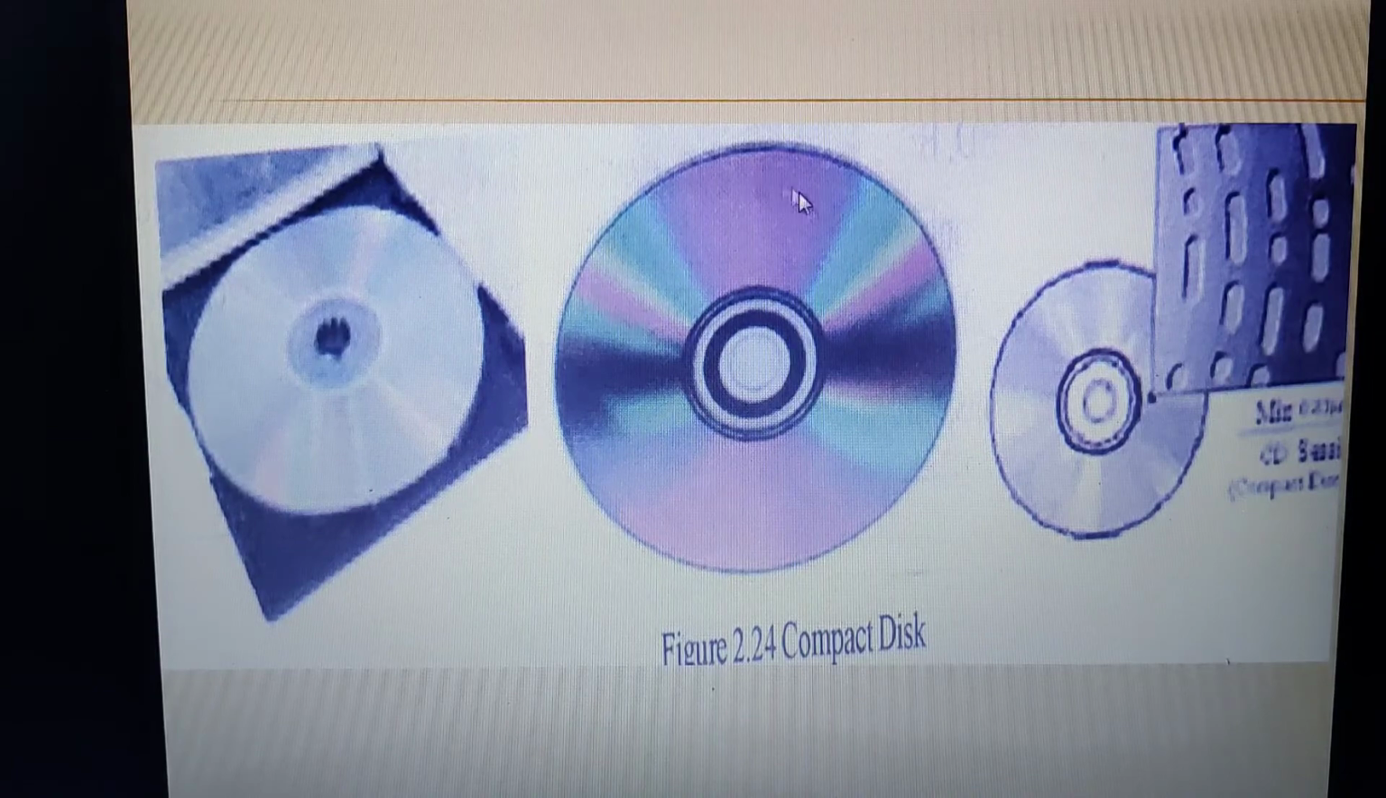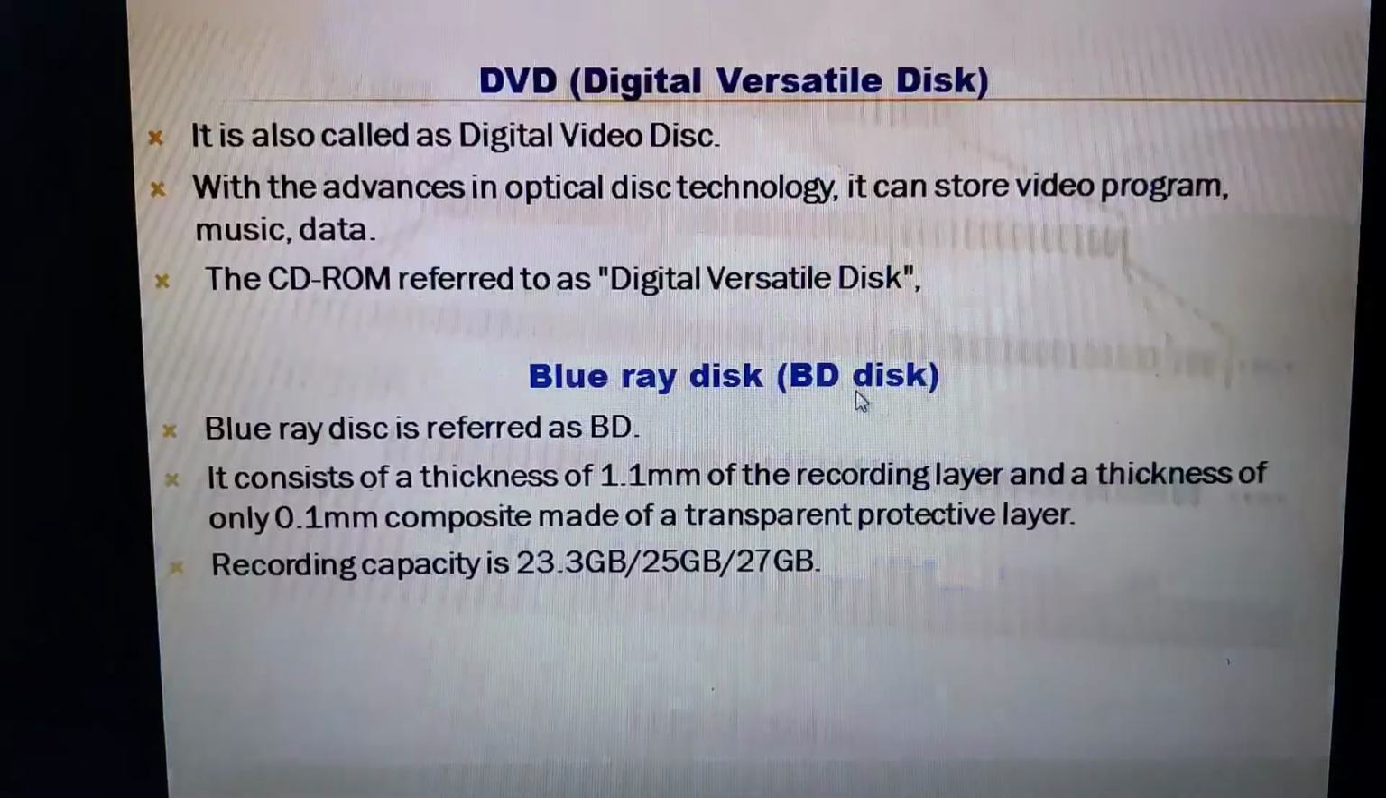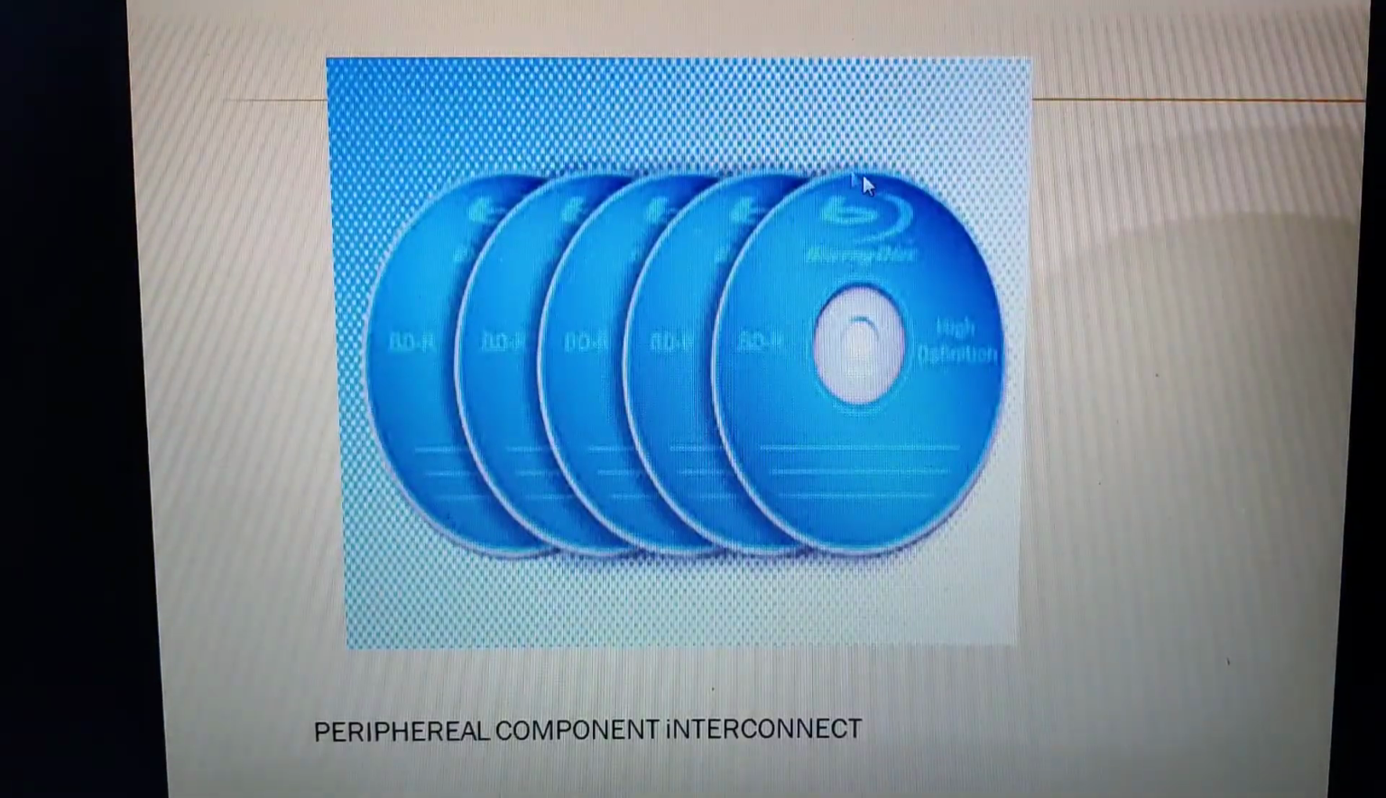The compact disc doesn't have any protective layer, but in the case of the Blu-ray disc, it has a transparent protective layer with a thickness of 0.1 millimeter. The capacity of this Blu-ray disc is around 23.3 GB, 25 GB, or 27 GB. So we can have a very high storage capacity with the Blu-ray disc. These are all the different kinds of secondary storage devices.